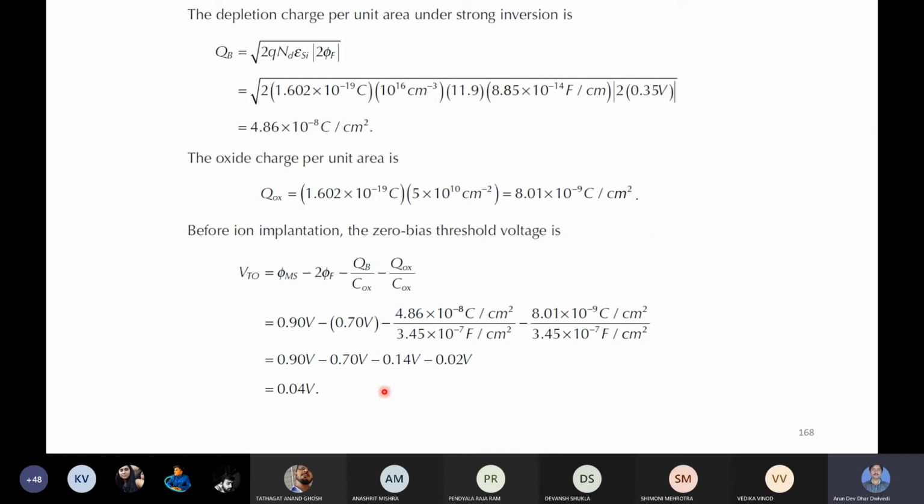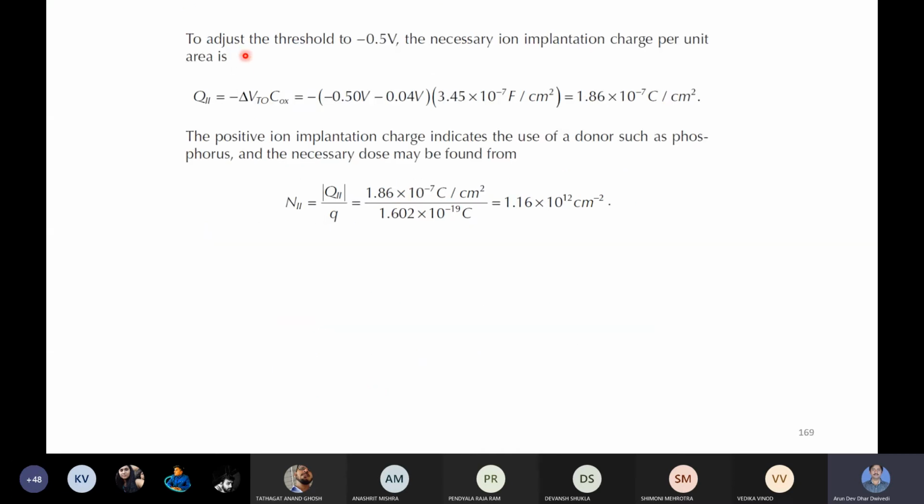For an n channel MOSFET, generally it should be positive if it is enhancement type. So if it is already on at the positive 0.04 volt, it means it is like depletion type, behaving like depletion type. For making it a good enhancement type PMOS, there is some requirement.